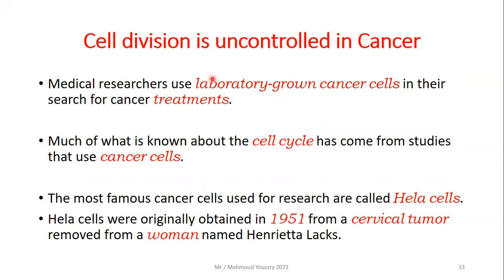Medical researchers use laboratory grown cancer cells in their search for cancer treatments. Much of what is known about the cell cycle has come from studies that use cancer cells. The most famous cancer cells used for research are called HeLa cells. HeLa cells were originally obtained in 1955 from a cervical tumor removed from a woman named Henrietta Lacks.